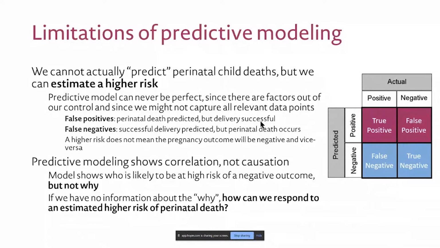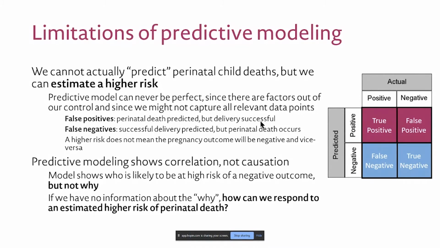So real world settings are just too complex. There are too many unknowns, too many factors, so that we cannot predict things. There's just too many things that are out of our control. And also, since real world settings are so complex, our predictive model can never be perfect. We always have false positives and false negatives.